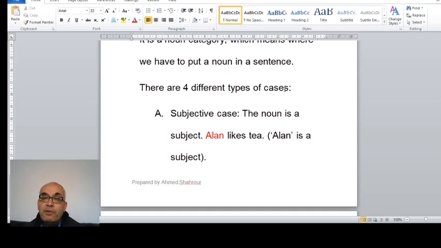There are different types of cases. Subjective case means the noun is a subject. Alan likes tea. Alan is a noun, a proper noun. I put it at the beginning of a sentence, so Alan is the subject, and this is what we call subjective case.